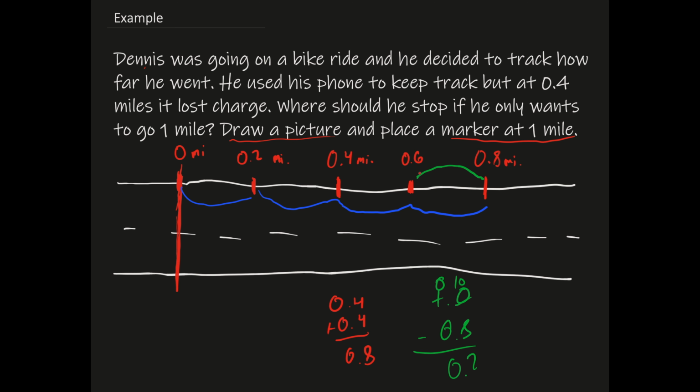We have the same distance that we went from here. To get to 1 mile, we have to make one more of those jumps. Now here is 1 mile.